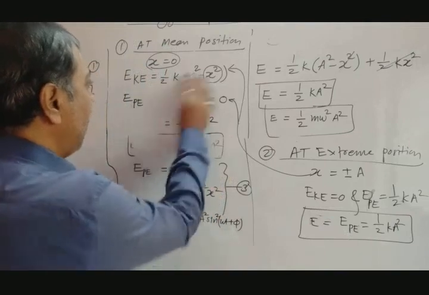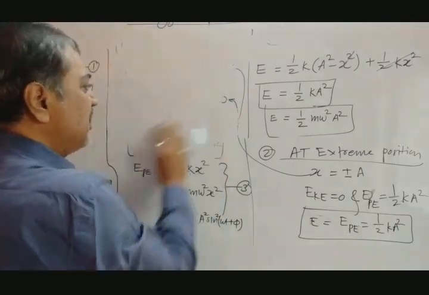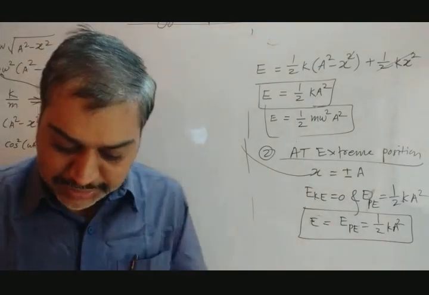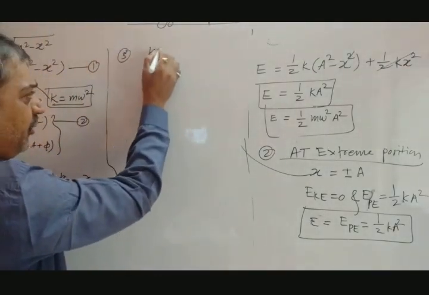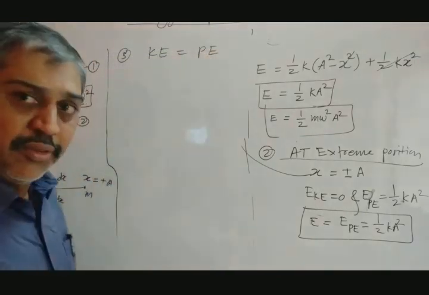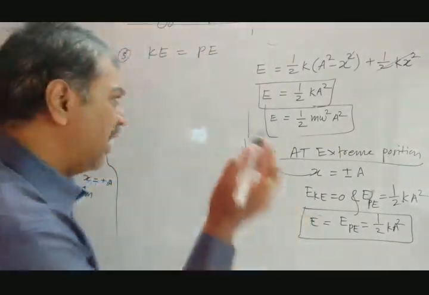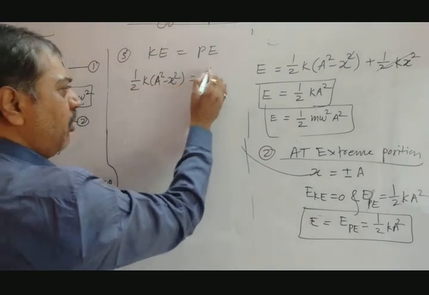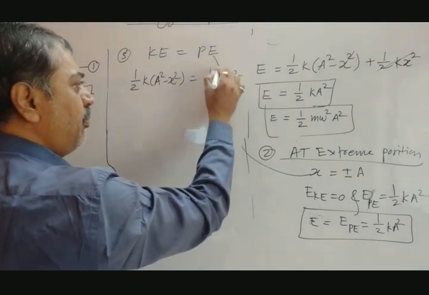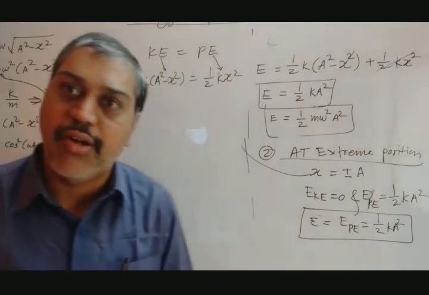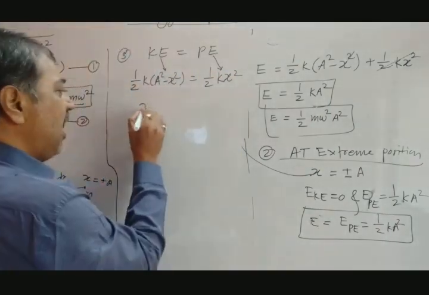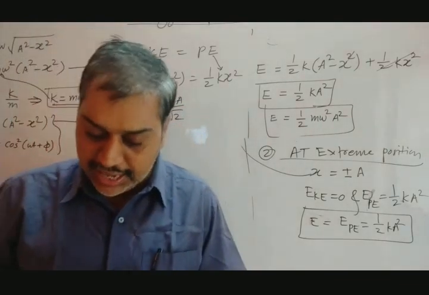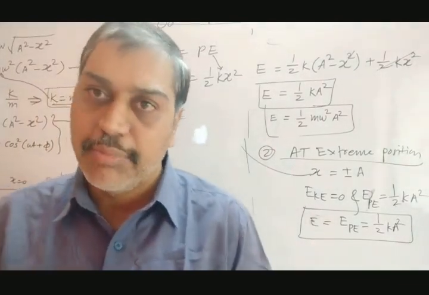Then the next point, I will write it here. That is the third special case they have written here. Third special case: when kinetic energy is equal to potential energy, we can write the simple equation 1 by 2 K (A square minus x square) equals 1 by 2 K x square. This is the kinetic energy on the left, and this is the potential energy on the right. If we solve it for x, you get x equals plus or minus a divided by root 2. At this value, kinetic energy and potential energy are the same.